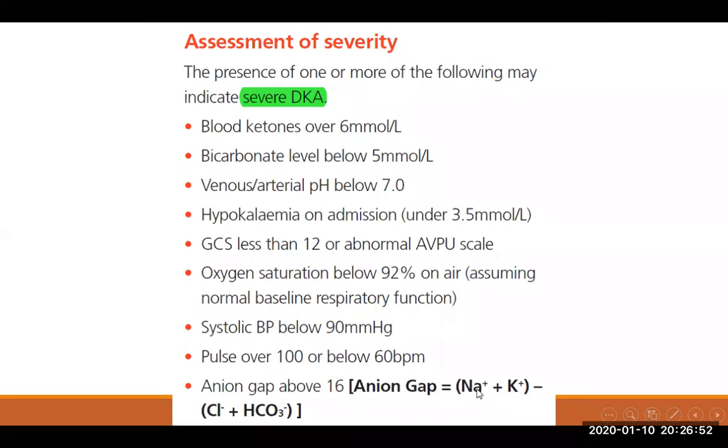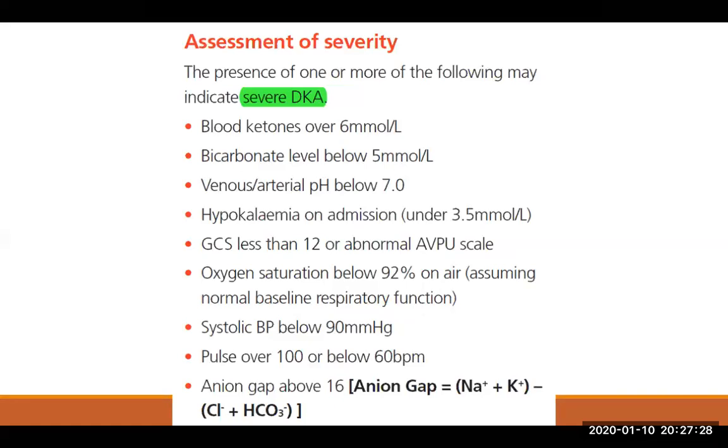Anion gap is just serum sodium plus serum potassium minus chloride plus bicarb. This is very important because a case of DKA is high anion gap metabolic acidosis. If anion gap is elevated, it may be a case of DKA. Severe DKA, anion gap is more than 60. So this is a criterion for severity of DKA, and of course in hyperosmolar there is another criterion in hyperosmolar hyperglycemic state.